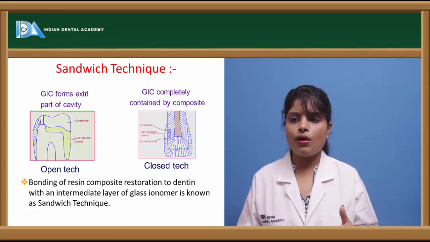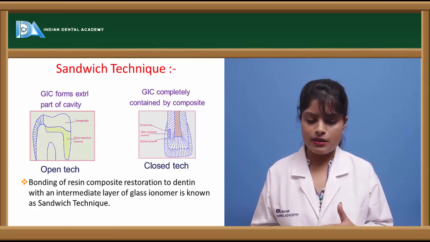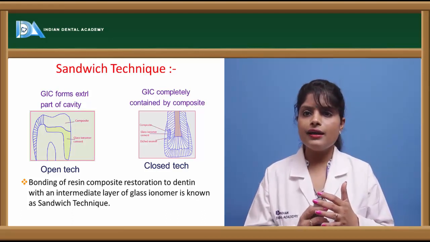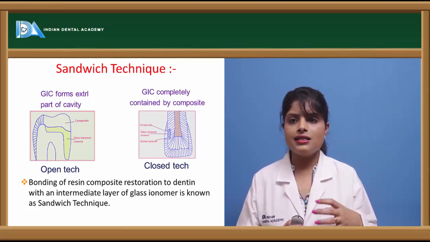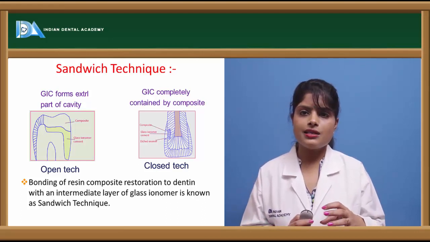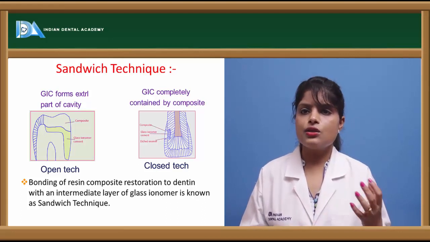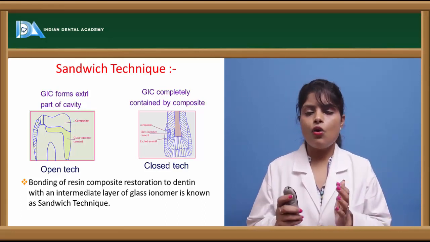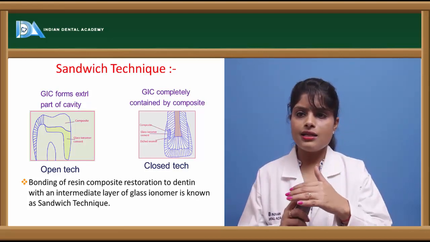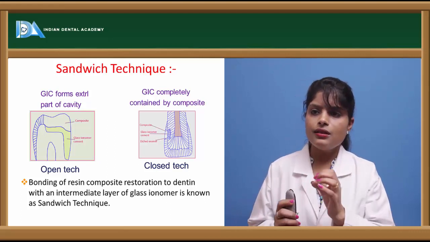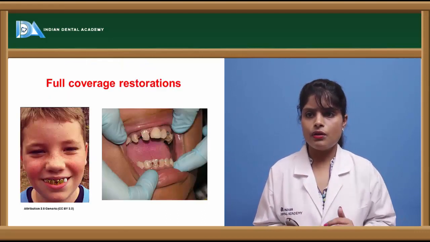So it is the bonding of the resin composite to dentine with an intermediate layer of glass ionomer cement. The glass ionomer cement will be in contact with the tooth surface, and the fluoride release and the anti-carious measures taken by the glass ionomer cement will be beneficial to the tooth by this sandwich technique. There is an open technique and a closed technique. In the open technique, the cavity is open, the composite occupies the outer layer, and the glass ionomer is beneath the composite, and in the closed technique, the cavity can be attained by means of tunnel preparation.